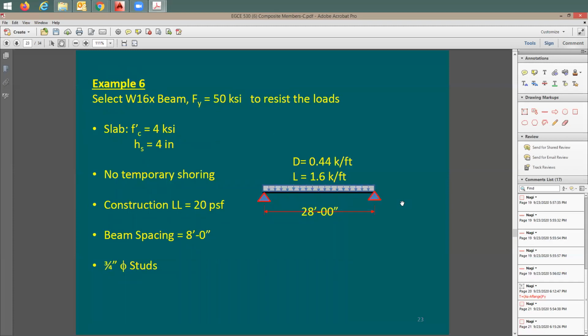One complete example. It says here, select a W16 beam. Fy is right here, to resist the load. Concrete strength is 4 ksi, slab thickness 4 inches. No temporary shoring, which means your beam should be able to resist the construction live load without any supports. They give you here also the construction live load. You have the dead load, live load, and the span, and they say the beam spacing, which means you're going to have a beam here at 8 feet. And here's the stud size. Now you need to design this beam.